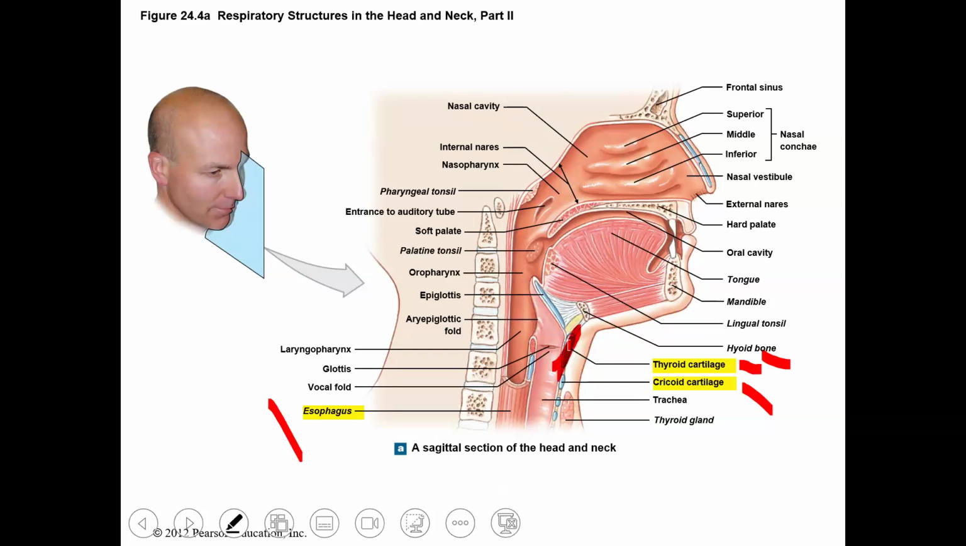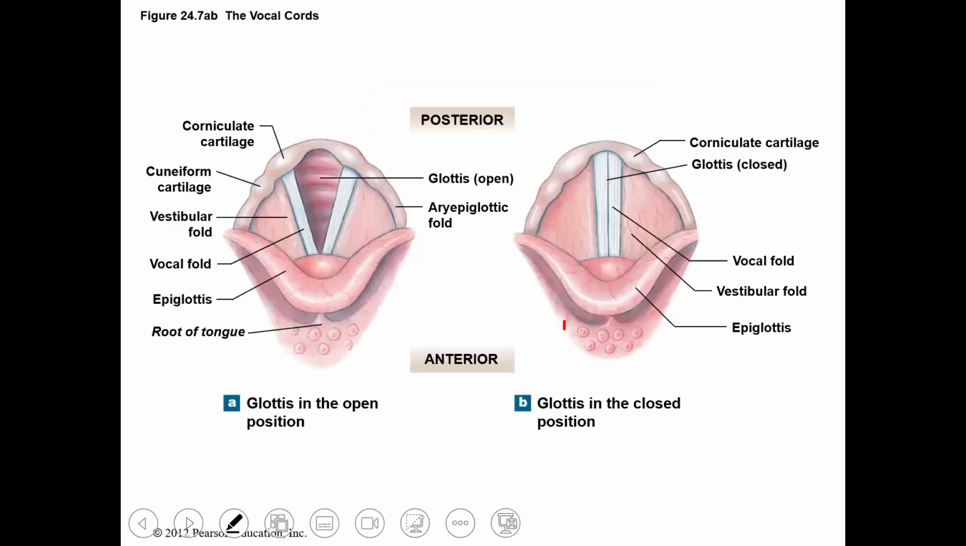So thyroid cartilage right here, cricoid cartilage right here, esophagus, the food tube right there, epiglottis doing its job of gatekeeping for the trachea or the esophagus. Here we can see the vocal cords, pretty interesting. So we see some cartilage up here. We're going to call it the corniculate cartilage, cuneiform cartilage. Okay. And then the vestibular folds right here.